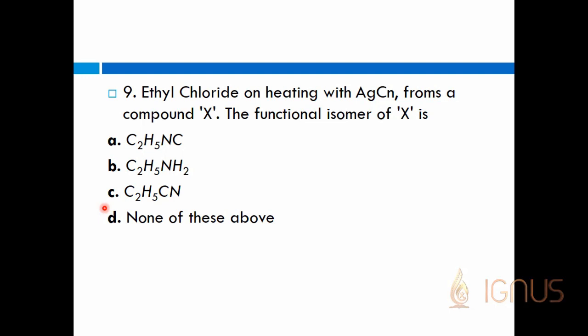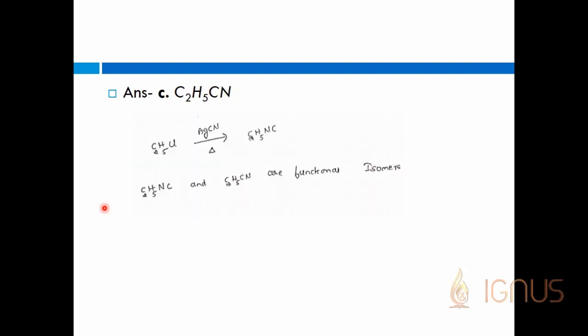Let us discuss the solution for this question. Answer is C2H5CN. When we treat ethyl chloride with AgCN, we will get ethyl isocyanide. And we have to find the functional isomer of ethyl isocyanide. It is ethyl cyanide. Both are functional isomers. Always, ethyl cyanide and ethyl isocyanide are functional isomers.